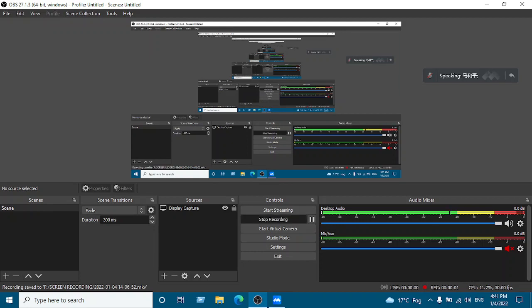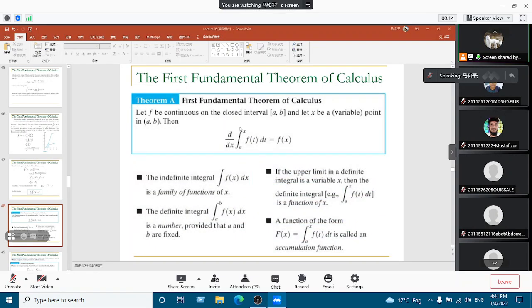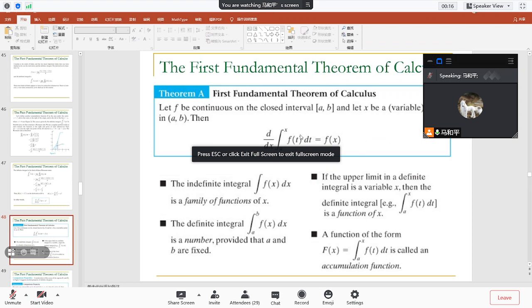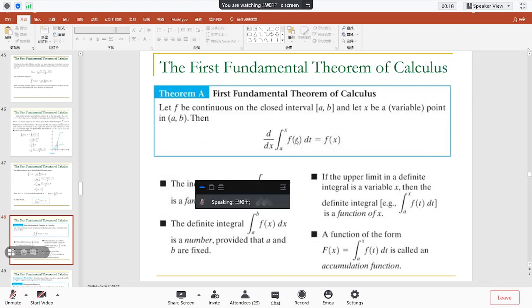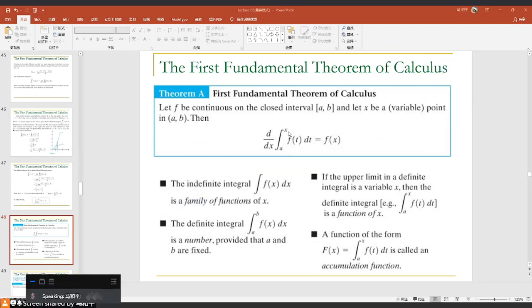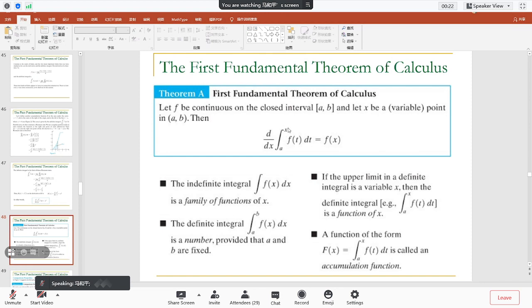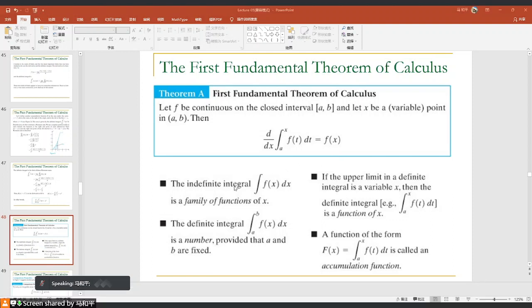To f(x). This is if we want to find this derivative. Here we just notice the integrand, this f(t). We replace t by the upper limit x, so we have this is f(x).